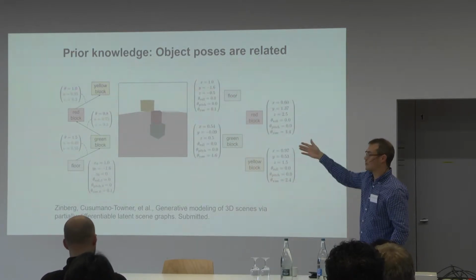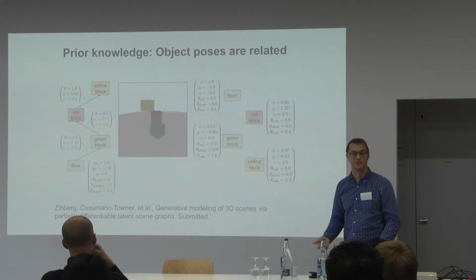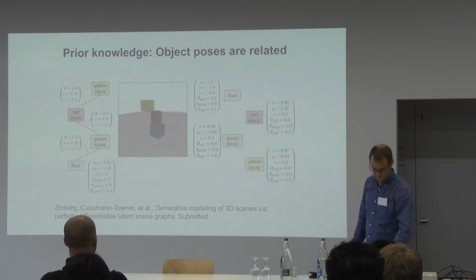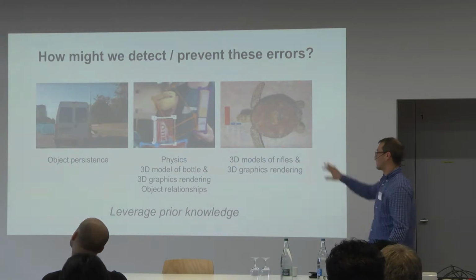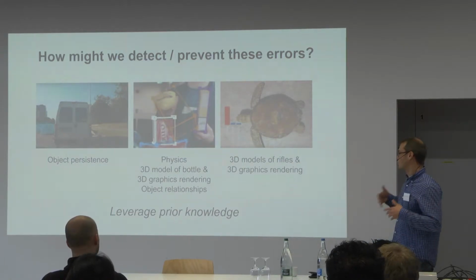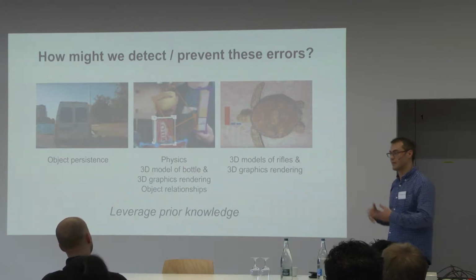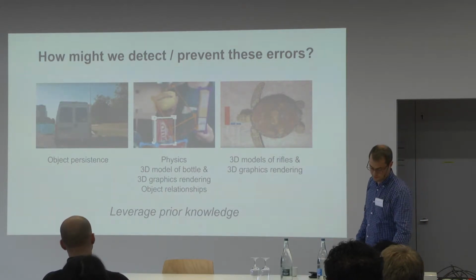And also maybe the physical relationships here may actually be of intrinsic interest to whatever we're trying to do with the scene. So again, in each of these cases, we think that if we leverage some more prior knowledge and combined it with these approaches, we could get more reliable inferences.